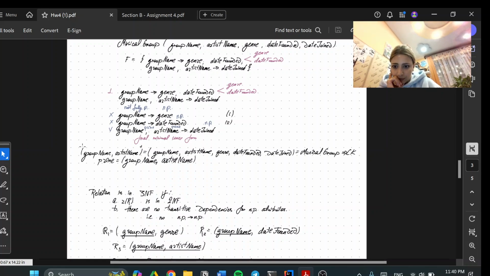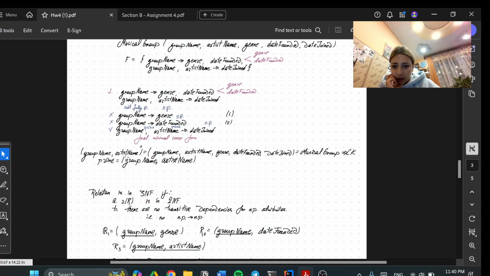Here, group name and artist name together. I chose these two because those are the only ones that aren't on the right hand side. They give the whole musical group. Group name gives genre, group name gives date founded, artist name and group name together give date joined, and artist name gives artist name. So we got the whole musical group, so it's the candidate key.